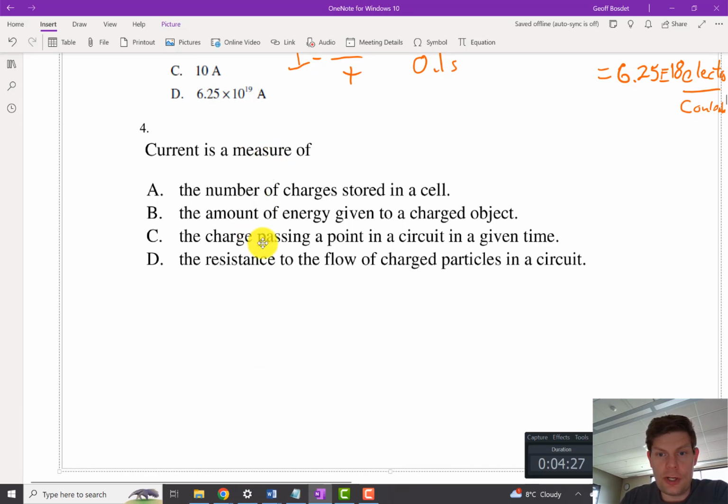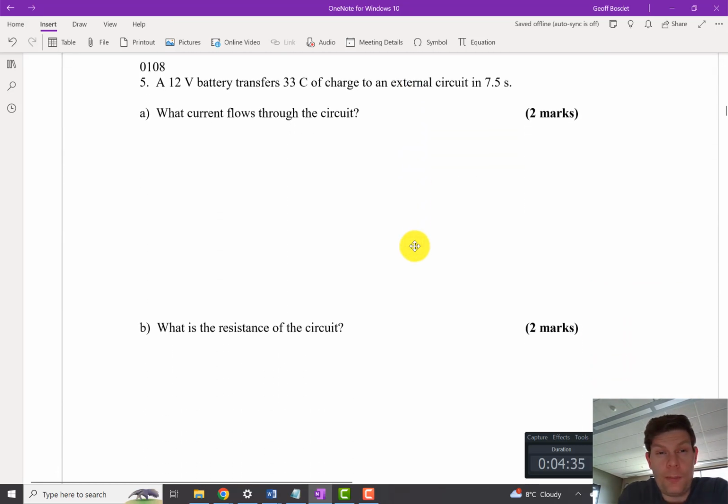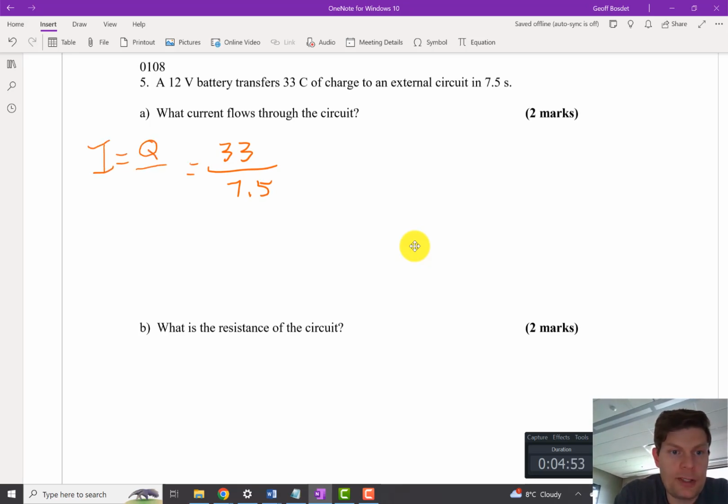Current is a measure of the charge passing a point in the circuit in a given time, coulombs per second. That's just how it's defined. We got a 12-volt battery, transfers 33 coulombs of charge to an external circuit in 7.5 seconds, and we want to know the current. So all we got to do is 33 divided by 7.5, because I is the charge passing a point per time. So 30 divided by 7.5 would be 4, so I think this is 4.4. If I'm wrong, just go with whatever this actually equals.